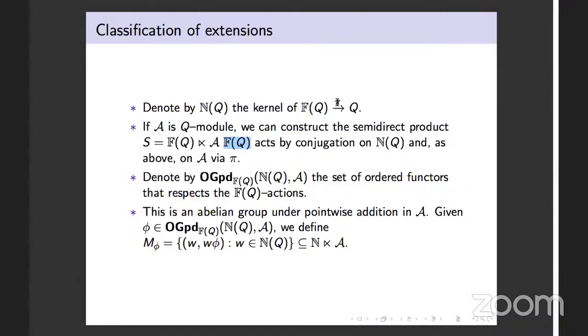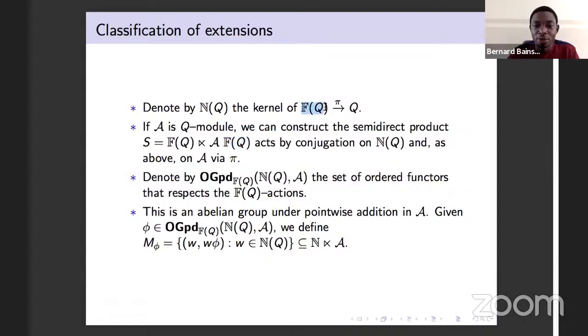Sorry, Bernard. Yes, please. I beg your pardon, what is FQ again? FQ is a free ordered groupoid on the underlying graph of Q. Oh, yeah, understood. Okay, thank you. You're most welcome.